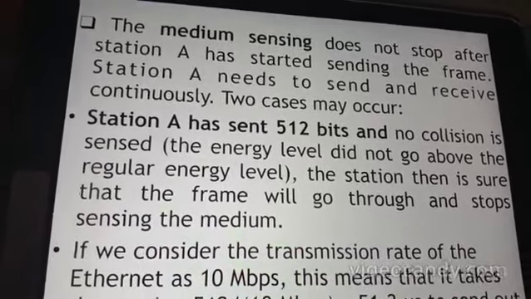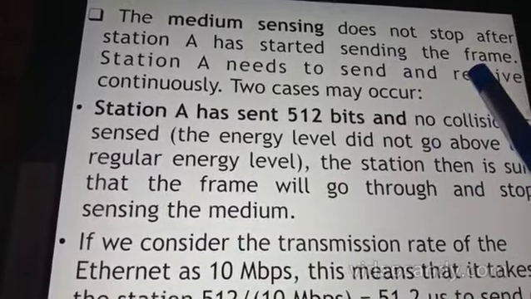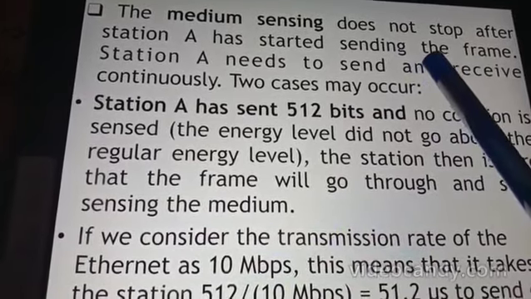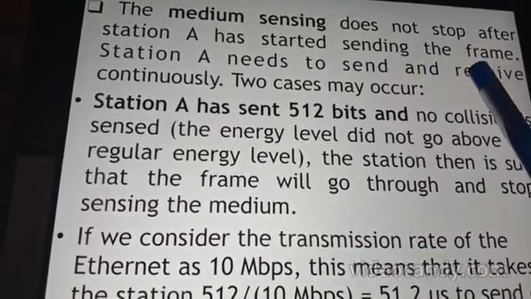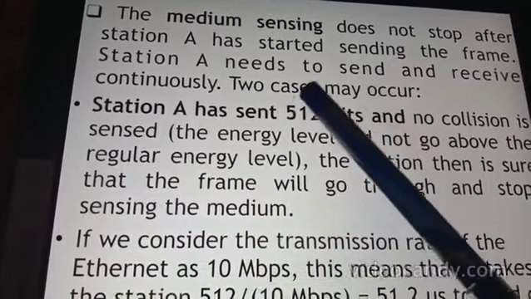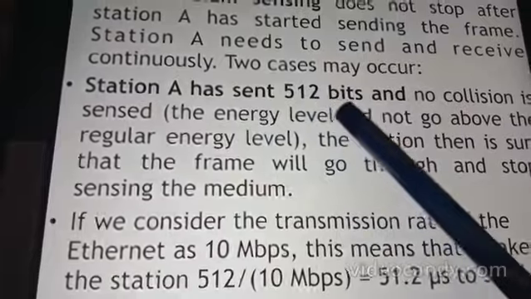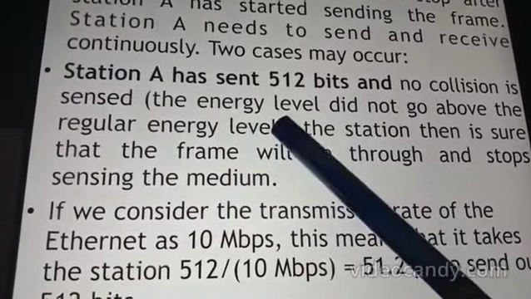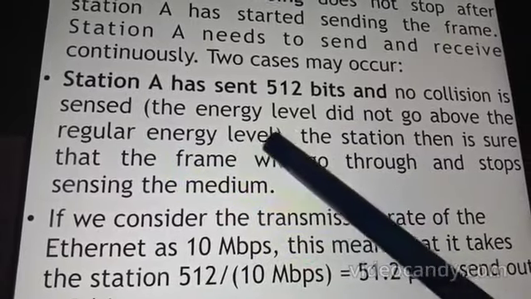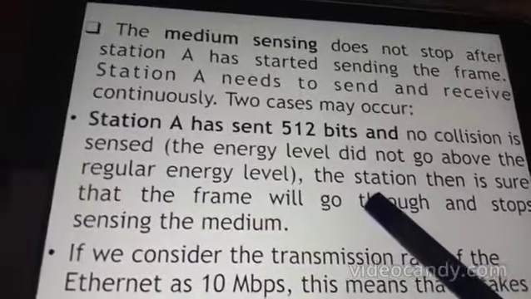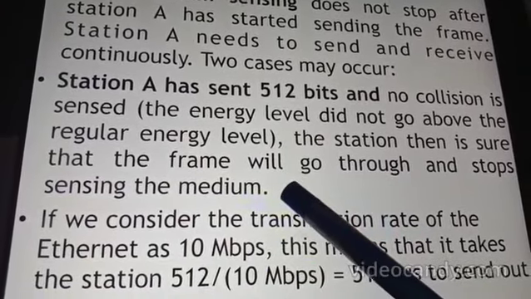The medium sensing basically does not stop after A has started sending the frame. Say for example, A has found that within 100 microseconds the channel is idle and starts sending the frame. Now A needs to send and receive continuously. So there are two cases that may occur. First, A has sent 512 bits and no collision is sensed. Thinking that the energy level did not go above the regular energy level, the station is then sure that the frame will go through and stops sensing the medium. That is the one case.